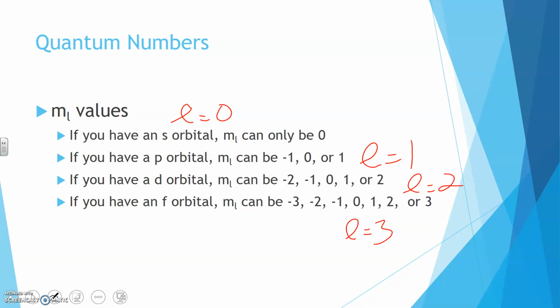Now, because I'm not making you memorize the different orbitals in especially d and f, you're not going to have to know which number corresponds with which orientation. You just have to know that they're different orientations and what the possible values of the m sub L's can be.